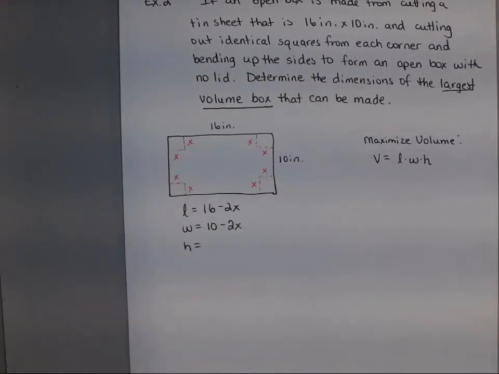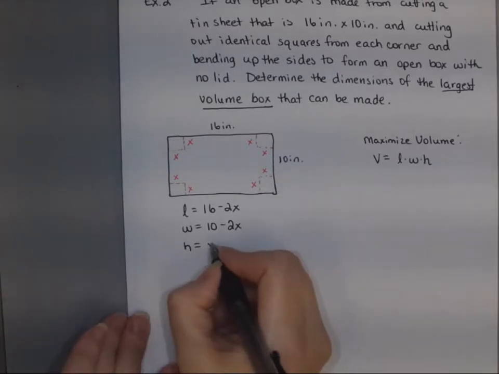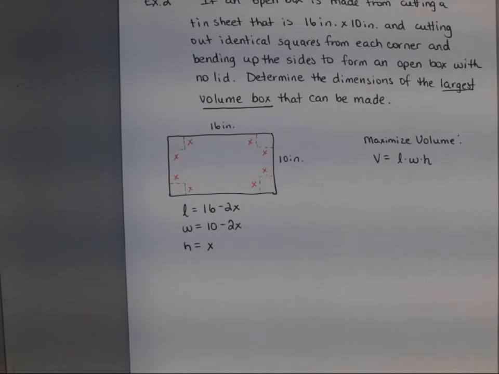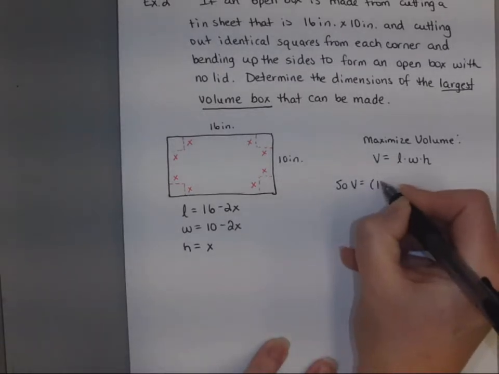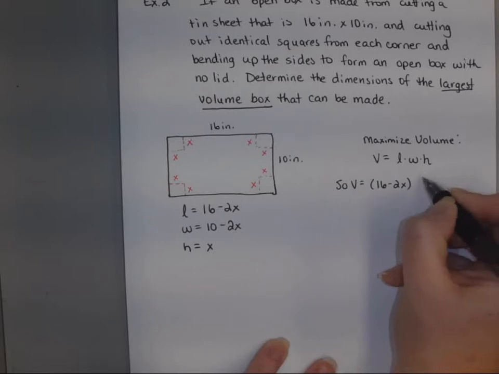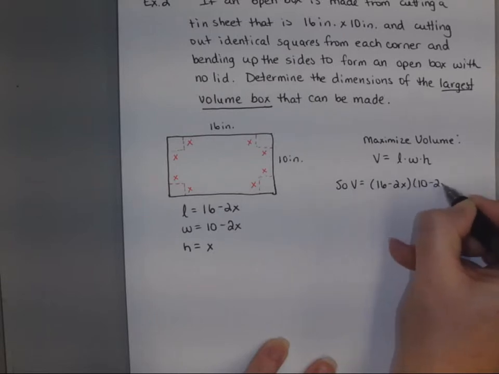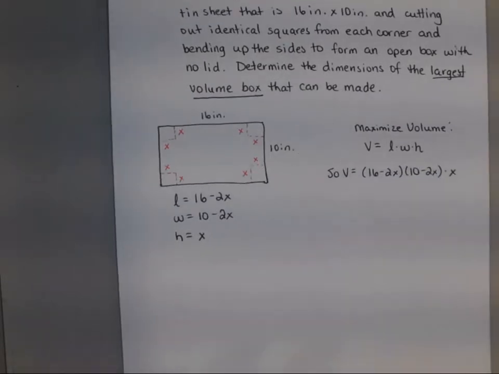What about height? Picture the box being folded up. So how tall is the box now? The box is x tall. And so what's the benefit of me doing what I just did here? Now I have only one variable, right? So now I can come back up here and rewrite volume as (16 minus 2x) times (10 minus 2x) times x.